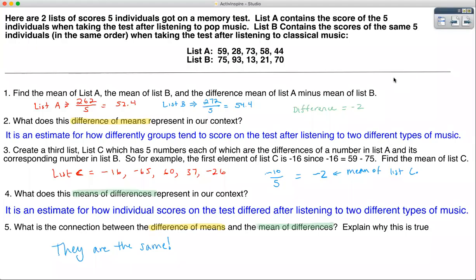All right, so I just went and typed in the answers for 2 and 4, and I wrote out just a note about question 5. So again, just thinking about the idea of the difference of means versus the mean of differences. How are they related? The difference of means in the context that we are working with here is an estimate for how differently groups tend to score on the test after listening to 2 different types of music. Whereas the mean of differences is an estimate for how individual scores on the test differed after listening to 2 different types of music. And you'll notice that they will always be the same.